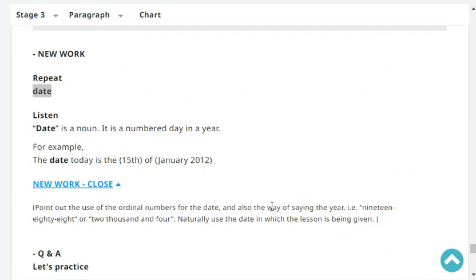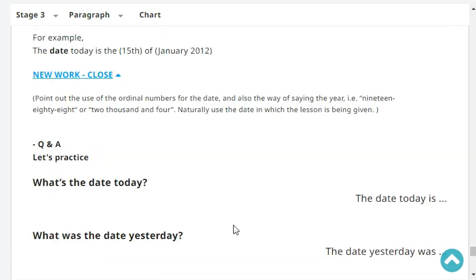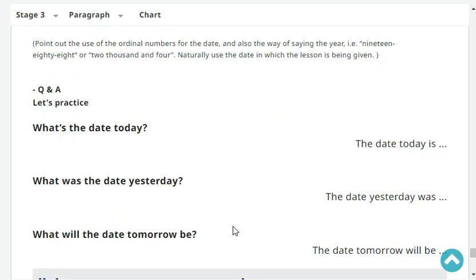It is a number day of the month in a year. For example, the date today is the 20th of September, 2023. Okay. Is it 20th? Yeah, that's correct. It's the 20th. Let's practice.